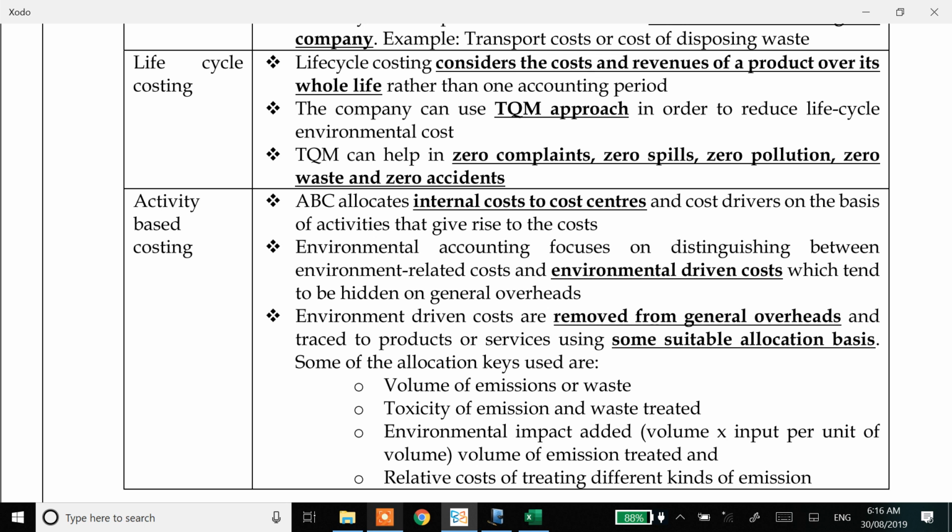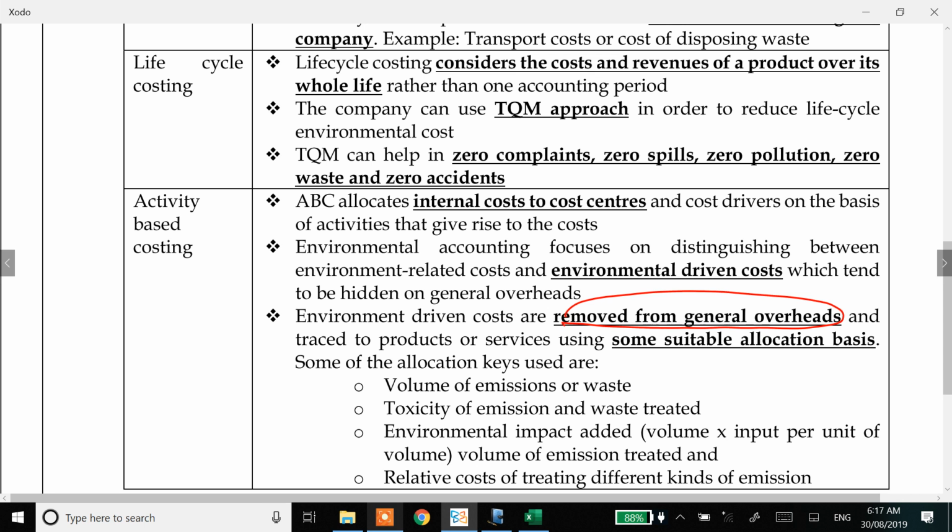Environmental accounting focuses on distinguishing between environment related costs and environmental driven cost. Environmental driven costs are removed from general overheads and traced to product or services using some allocation basis. Most of the times it will get mixed with the normal cost. So you will have to remove it from the normal cost. Example, transportation cost. It will be taken as an environmental cost here.